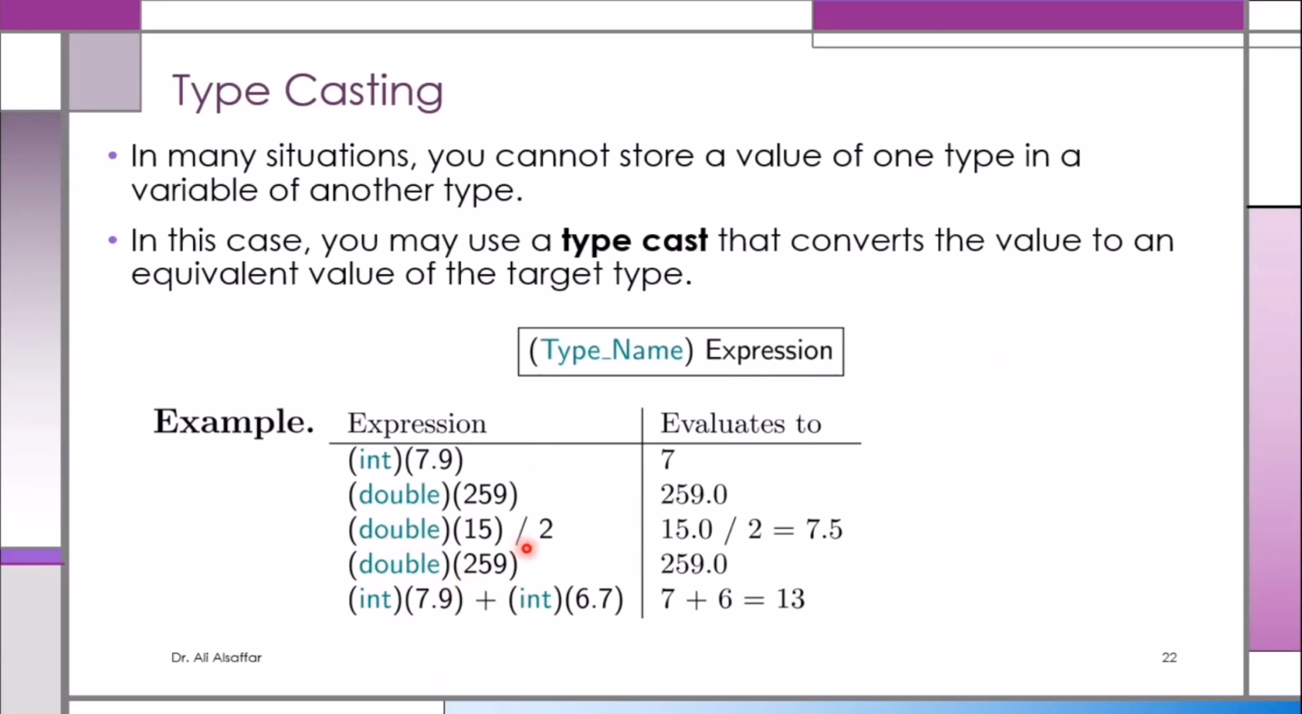Now here we have an expression that involves divide, but notice the conversion is only on the integer 15. So 15 will be converted into double, and it will be 15.0, and 2 is not converted. So double over integer, if you remember, the answer is double, and the answer will be 7.5. And last here, we are converting 7.9 into integer, the answer is 7. 6.7 converted into integer is 6. Adding integer with integer, the answer is integer.